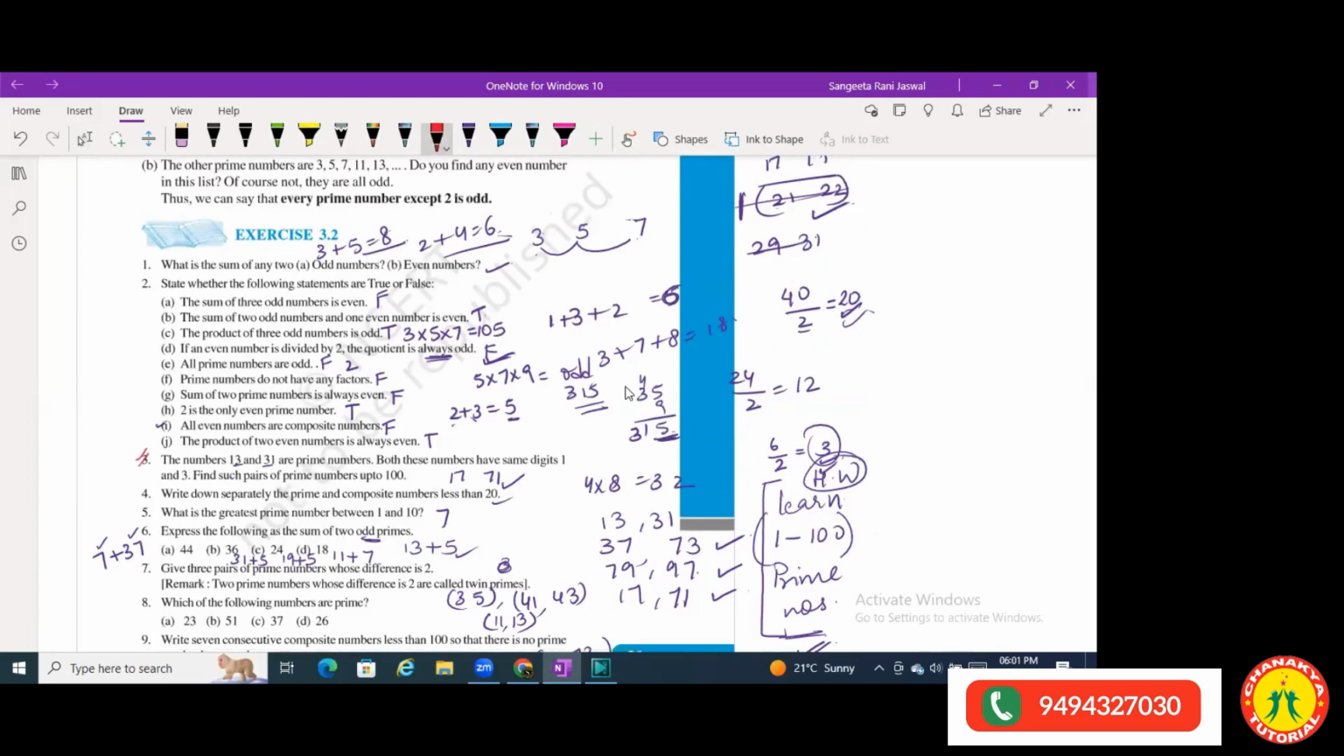Let's see question number 3. Rishit, please read this question. The numbers 13 and 31 are prime numbers. Both these numbers have the same digits, 1 and 3. Find such pairs of prime numbers up to 100. So 1 and 3 are exactly opposite of each other. You have to find more such pairs up to 100. For example, 17 is a prime number, and 71 you can take. Tell me some more.